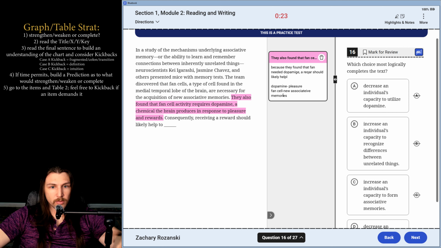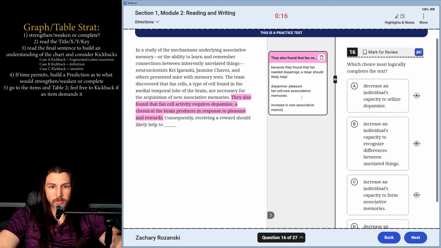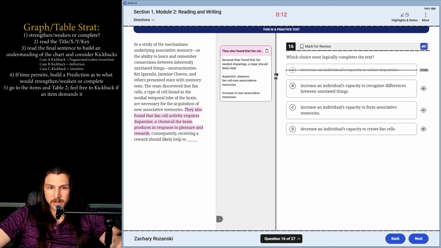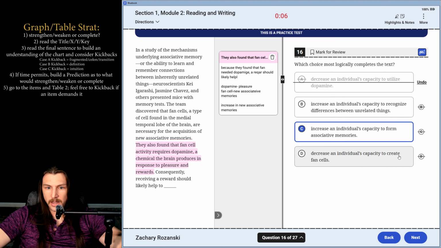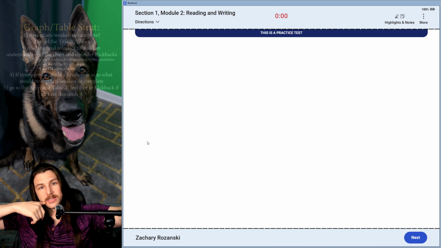Consequently, when you get a reward, you should have an increase in new associative memories is going to be my idea for this one. Decrease, no, there's a positive relationship between these two ideas. Increase in individual capacity to recognize, maybe increase in individual form new associate. Yes, it's going to be this one. Decrease in, no, we're not going to deal with something negative. This is not my definition of this thing, and the answer is there. Done. Too easy.